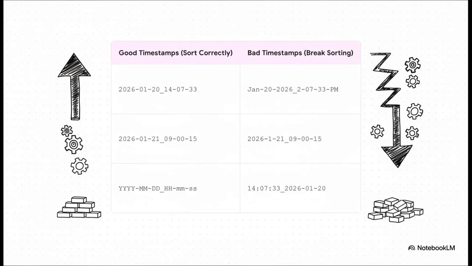And you can see it right here. On the left, everything starts with the year, then a zero-padded month, then day, then 24-hour time. Perfect. It will sort correctly on any computer, anywhere in the world. But on the right, you see all the classic mistakes. Using month names like Jan, using AM/PM, not padding your numbers. Any one of these will completely destroy your timeline when you sort by name.